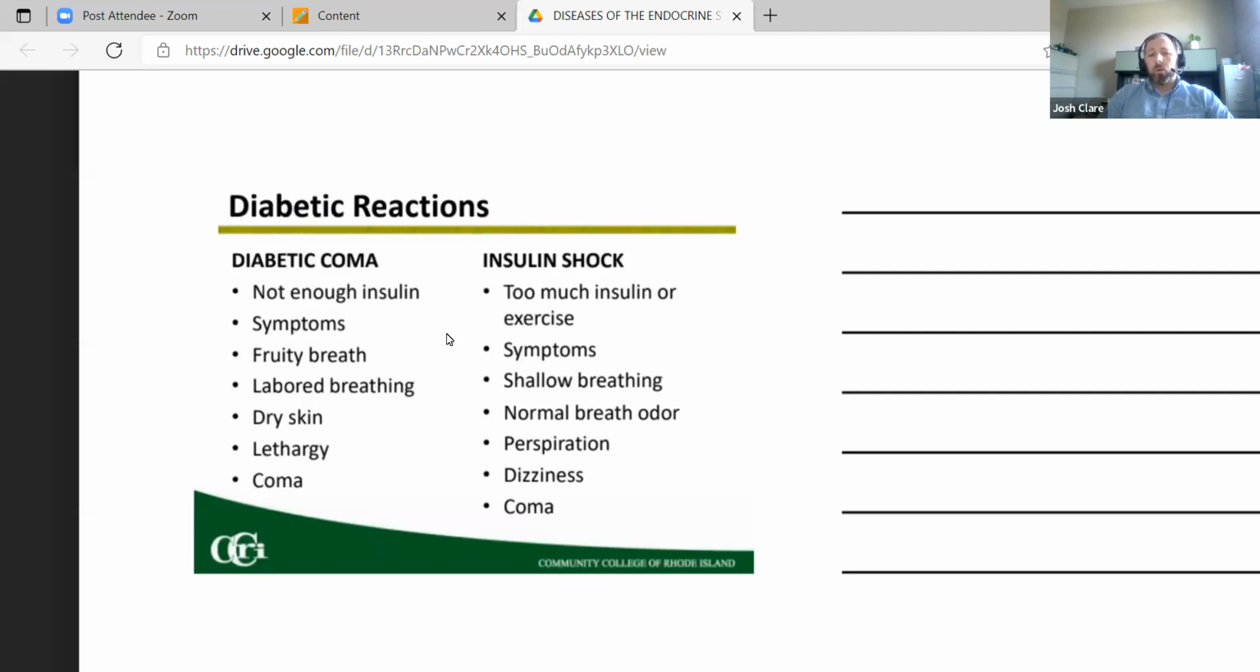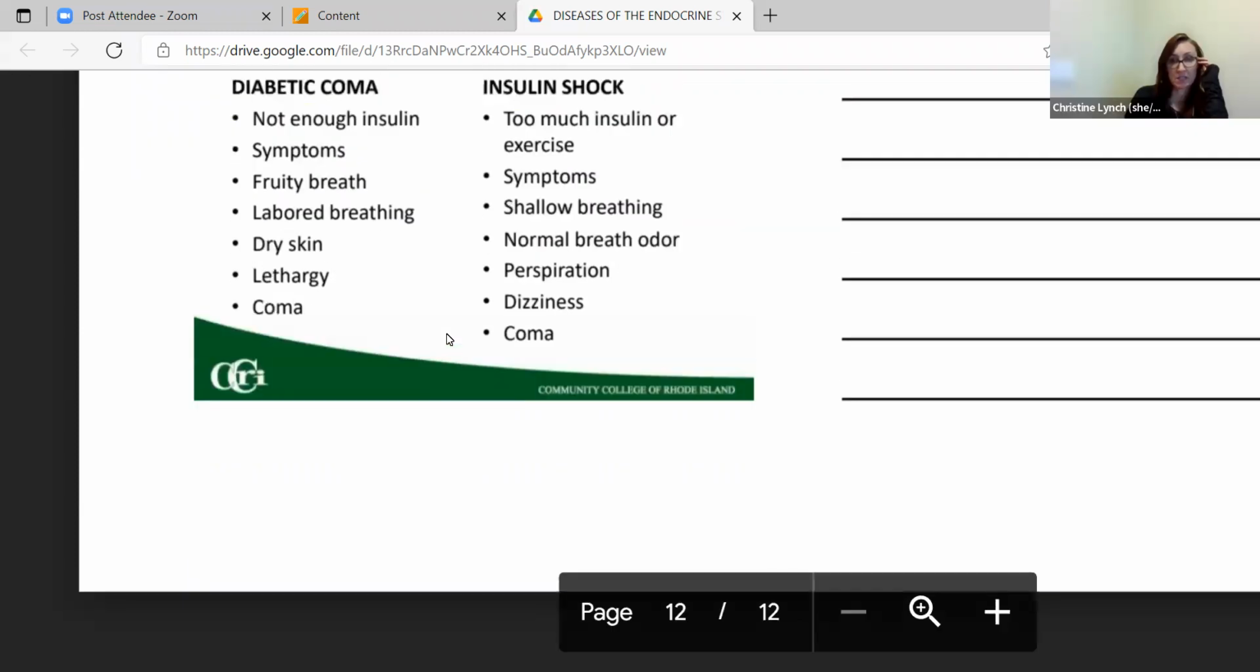But always, always, always, one, educate our patients on proper foot care, like you had talked about. Staying away from space heaters is a big one in the home care world. And then if we're going to do exercise with patients with diabetes, we have to have fast acting sugars on hand. Know how to recognize the signs.